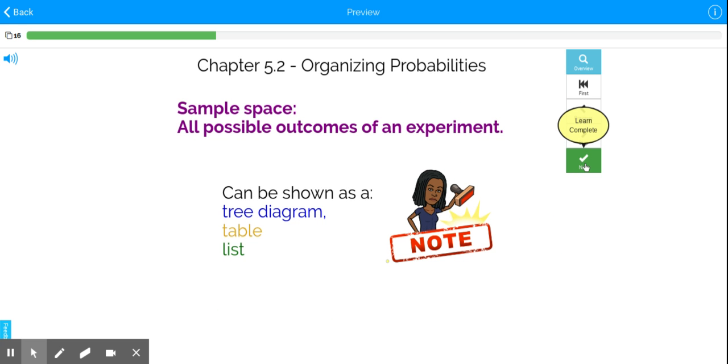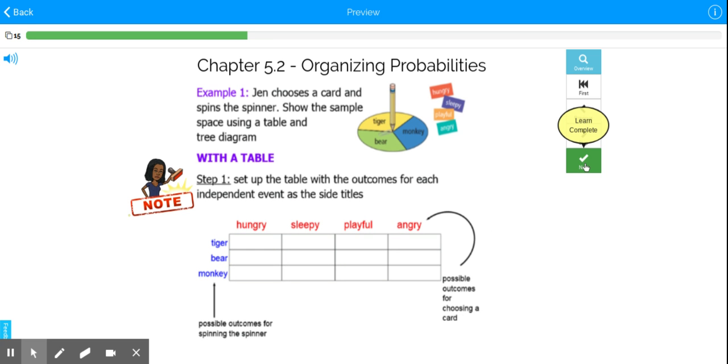All right. So again, the sample space is all possible outcomes of an experiment and can be shown as a tree diagram, a table, and you already saw a list. So make a note of how it can be shown. You just saw a list, so let's look at a table. Here's an example. Yes, you want to write this down. Example 1: Jen chooses a card and spins the spinner. Show the sample space using the table and a tree diagram. So we're going to do the table first.